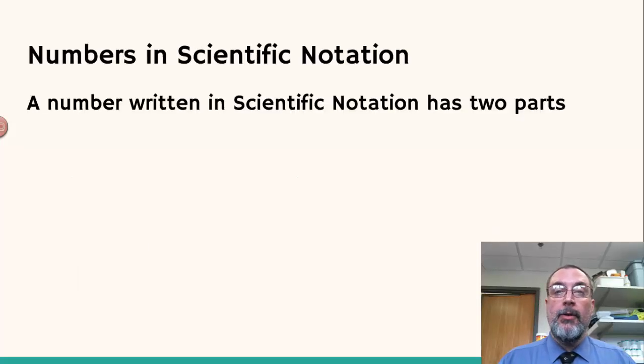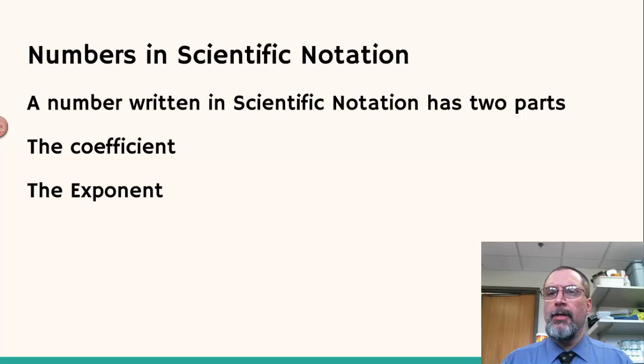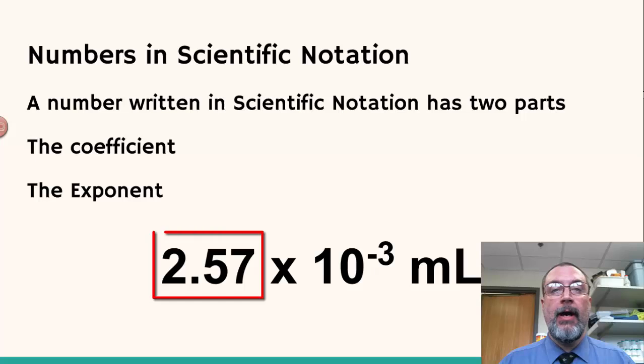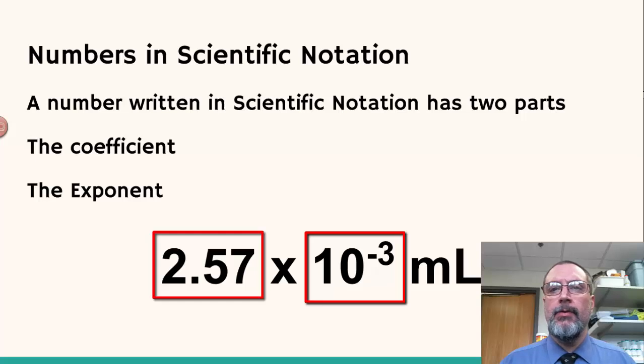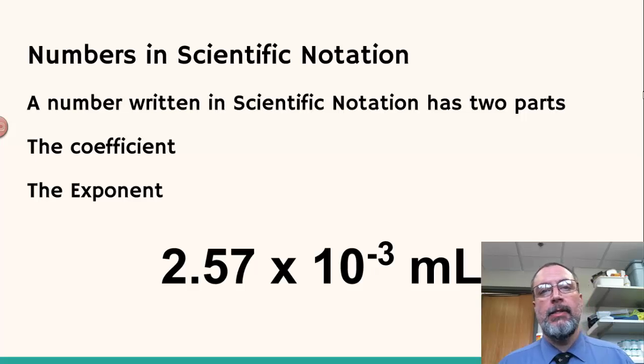Okay? If you're going to put a number into scientific notation, it's going to have two parts. The first part is the coefficient. The coefficient is the part in front. It's the number part. And then we have the exponent, and that's the power of 10. It looks like this. 2.57 times 10 to the negative third power is how we would read that. Milliliters. That's our unit. The coefficient is the 2.57, and the 10 to the minus third, that's the exponent. Every number in scientific notation is written as these two parts multiplied together, and the unit goes at the very end of the whole thing. Pretty simple, right?